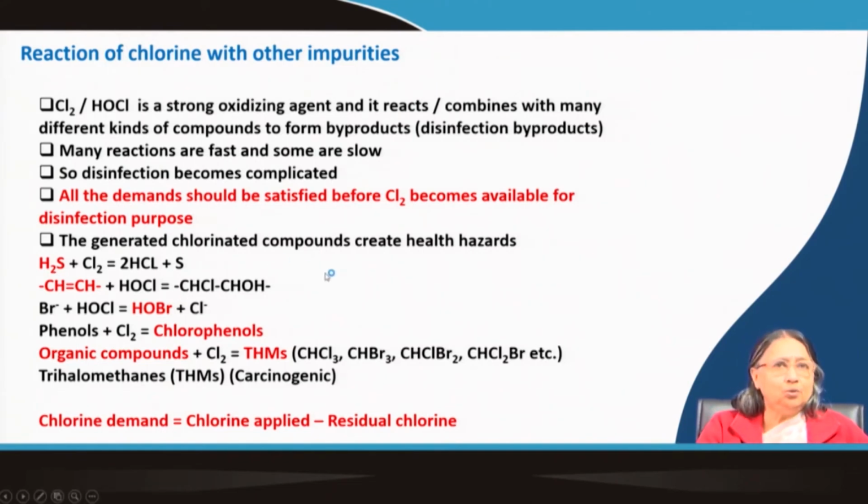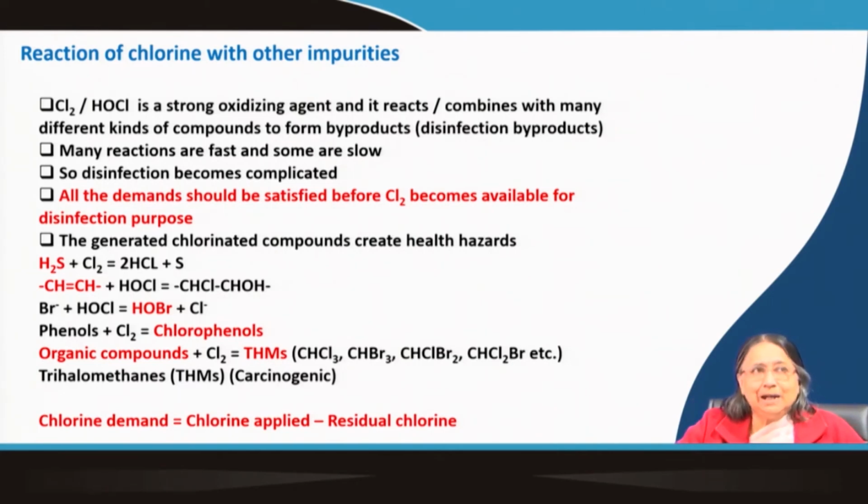We are using chlorine for disinfection, but chlorine is consumed by some other materials doing some other reactions. So, this is the chlorine demand. Unless the demand is met, we will not get the free chlorine to kill the bacteria. So, those compounds' demand should be met first, and after that we will get the chlorine for disinfection. So, what are those compounds? The generated chlorinated compounds can create a health hazard, that is also possible.